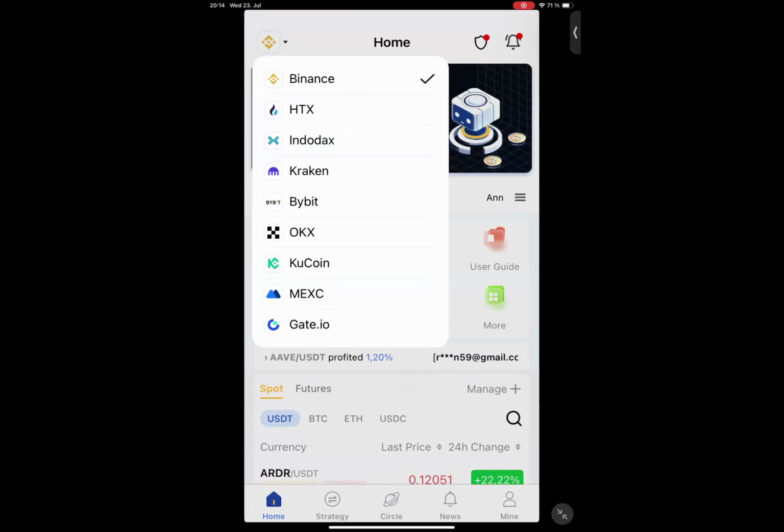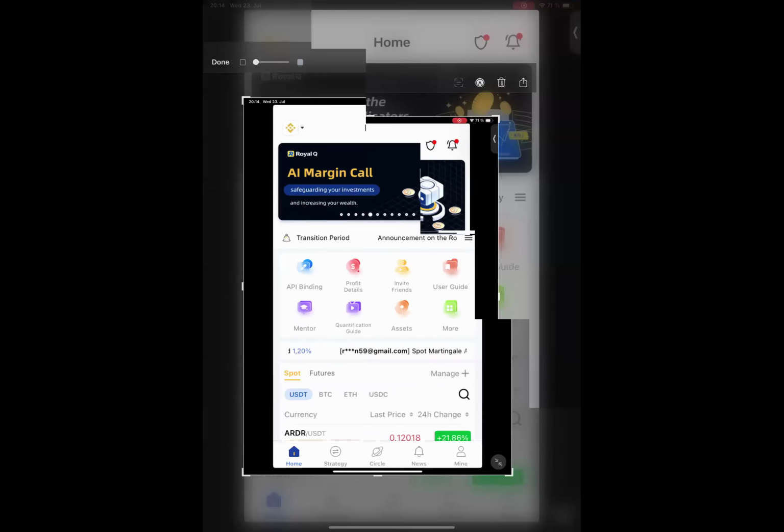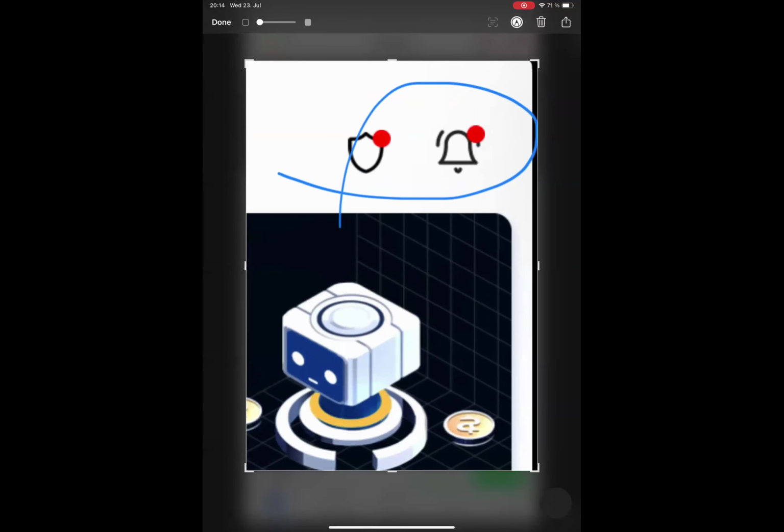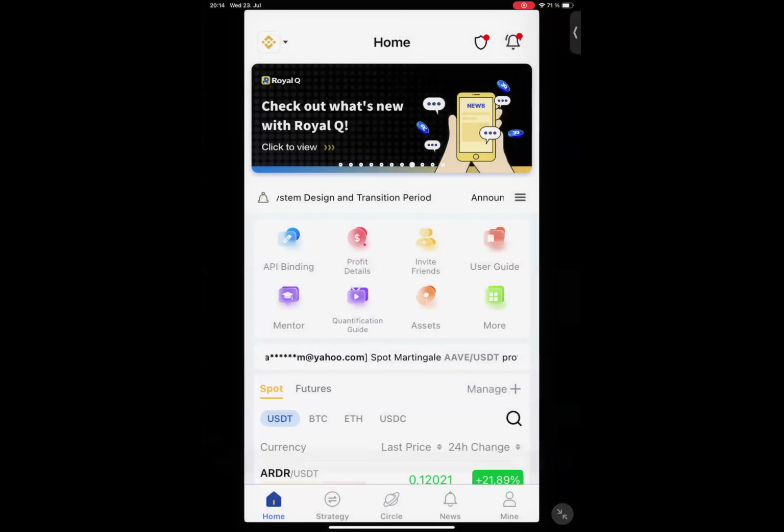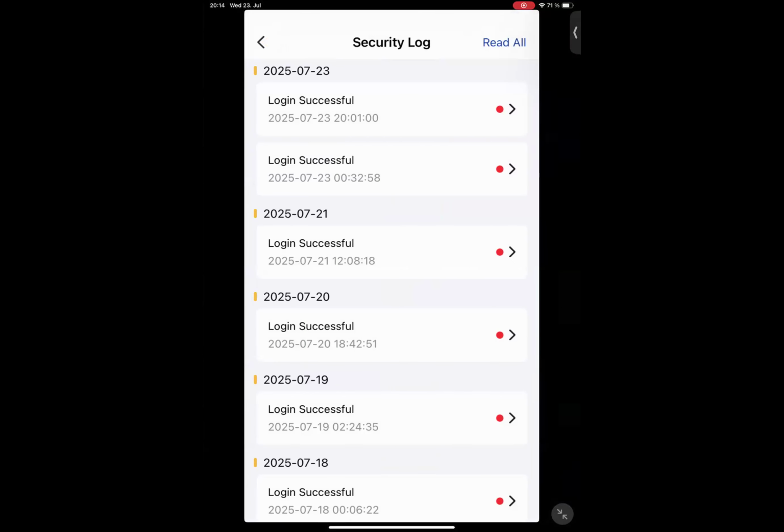Great. Now let us go to these two buttons here. Today, two different team members, who are new, asked me, how will I know if my robot is buying or selling? Do I get an alert? Yes, you get an alert. But before we look at that, let's look at the first button, that is the security button. This button records anytime you log into your account. You'll be able to see the details, the device you used in logging in, and also the time.